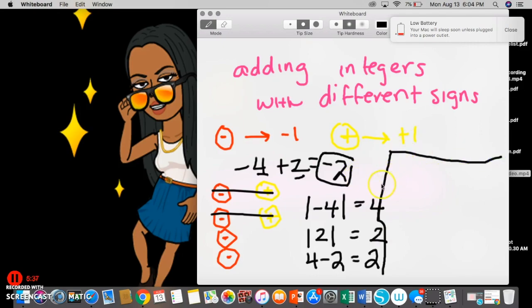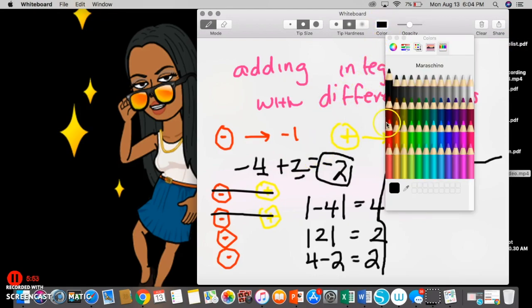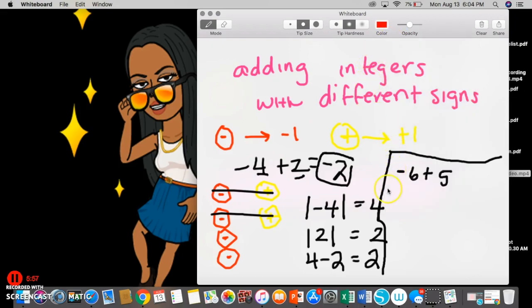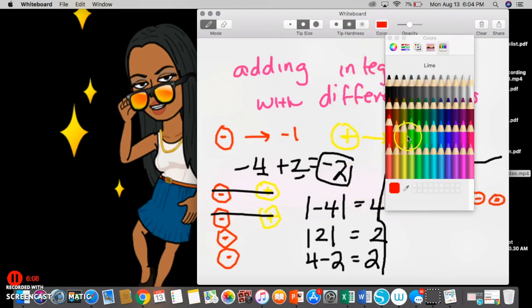So here's your example to try. -6 plus 5. I want you to try that one on your own, drawing your own counters. And then we're going to compare our answers. All right, so in this case, I need 6 negative counters. And then I need 5 positive.